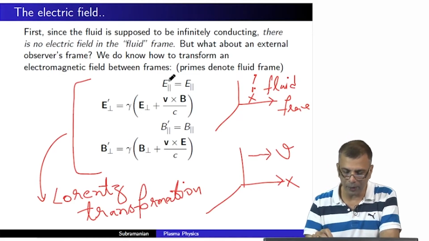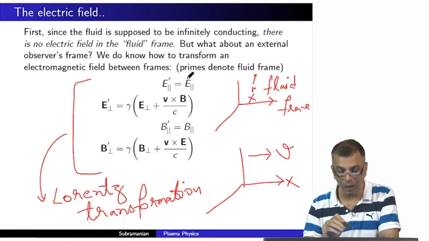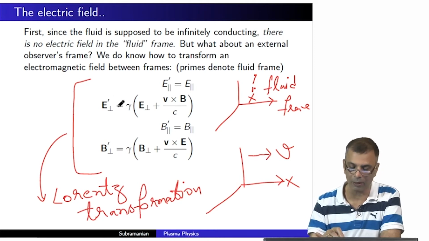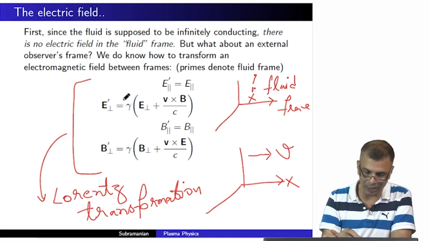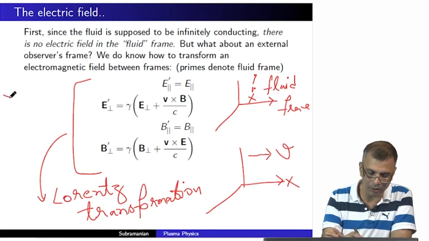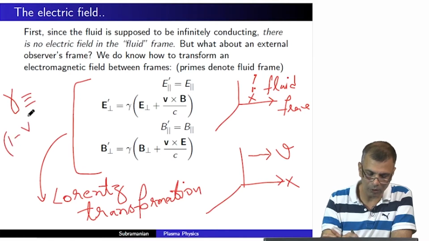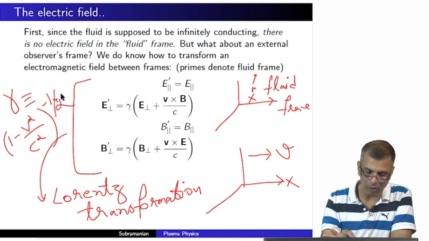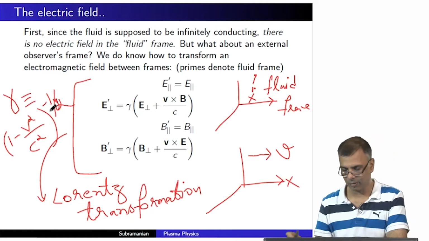The E parallel prime is the same as E parallel. However, that is not the case with E perpendicular. And this gamma, you see this v here, the gamma is essentially the Lorentz factor, and gamma is defined as 1 minus v squared over c squared raised to minus 1/2, like that.